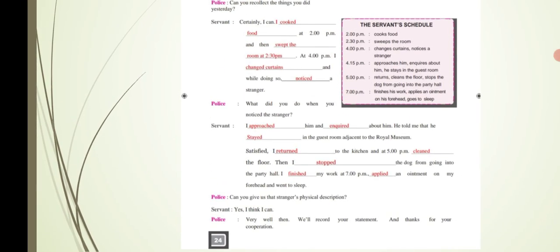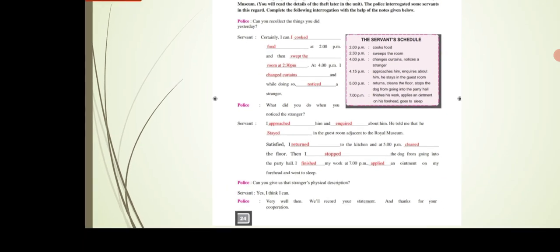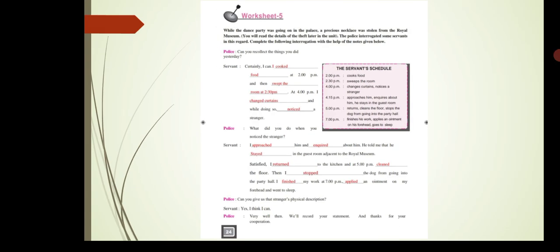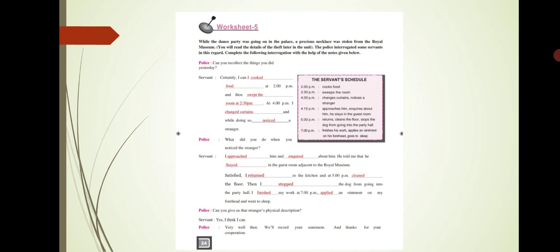So this was your worksheet number 5, where you have to fill the dialogues between the police and the servant based on the schedule of the servant. This way you have to fill. Just remember that worksheets number 4 and 5 are about past indefinite, and in negatives we use did, not, and base verb. That means first form of the verb.